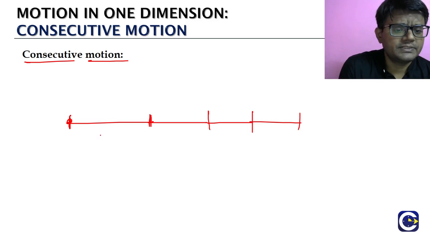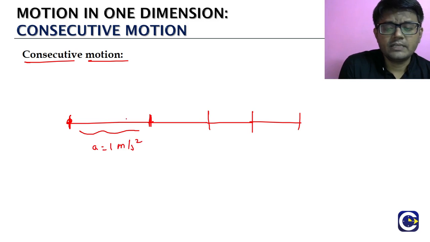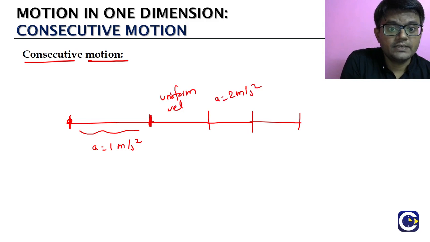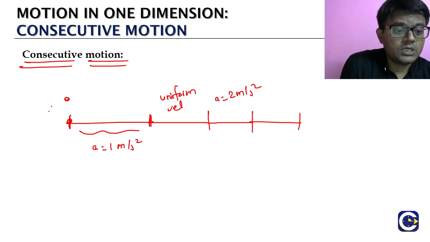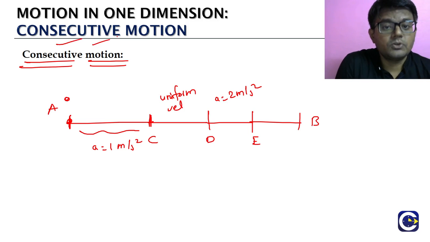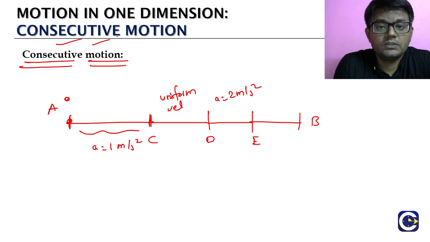Just to give you an instance, maybe for one part of the journey the acceleration of the object or particle is 1 meter per second square, then for some time it might be going with uniform velocity, then it might have an acceleration of 2 meter per second square. So you get it. For different parts of the journey the parameters of motion might be changing, but we are essentially looking at the motion of an object, let us say starting from A and going to B, where at different parts in between the journey changes its parameters of motion.